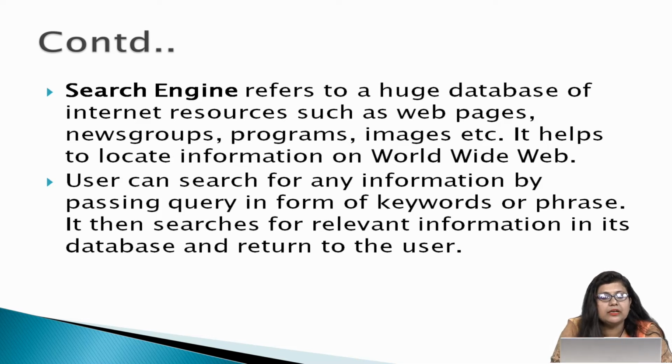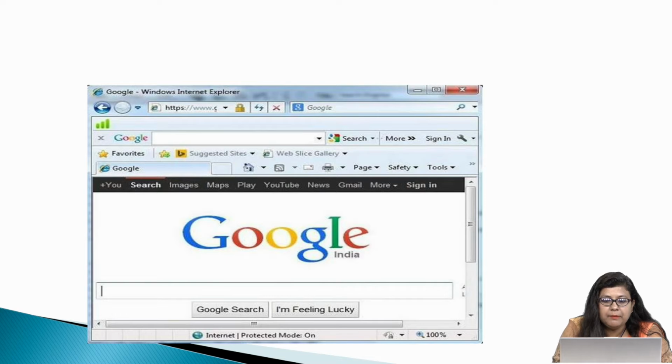It helps to locate information on the World Wide Web. Users can search for any information by passing a query in the form of keywords and phrases. It then searches for relevant information in its database and returns it to the user. Coming to the screenshot on my screen, this is a simple Google search engine where you can type your query, press the Google search button, and get information relevant to your query.